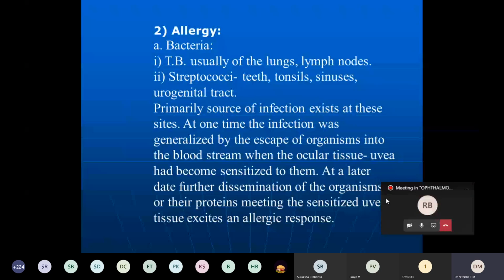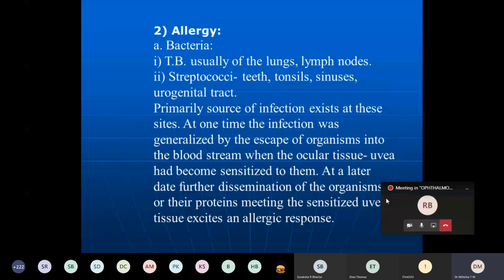Second commonest is allergy. Allergy to bacteria, TB usually of the lungs or lymph nodes, can lead to uveitis, or teeth infection due to streptococci, tonsil infection, sinus infection, urogenital tract infection, again leading to uveal involvement. So the primary source of infection can exist at any of these sites, okay, in the lungs or the teeth, or some caries in the tooth, which again causes inflammation in the uvea due to sensitization.